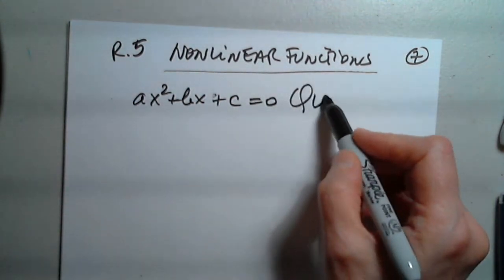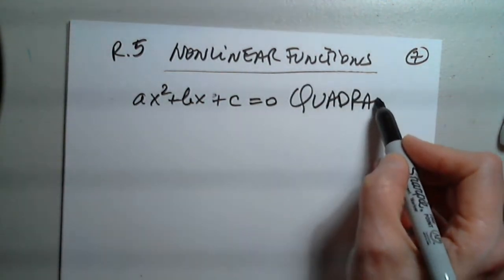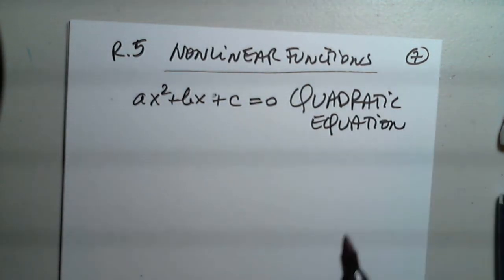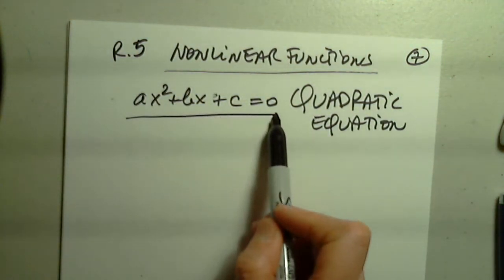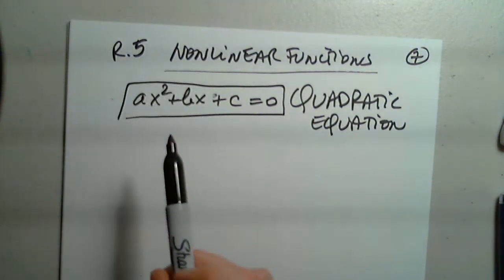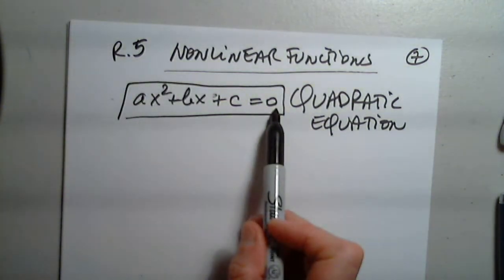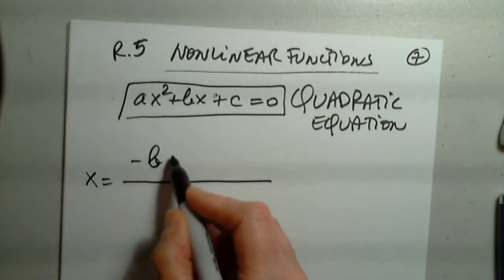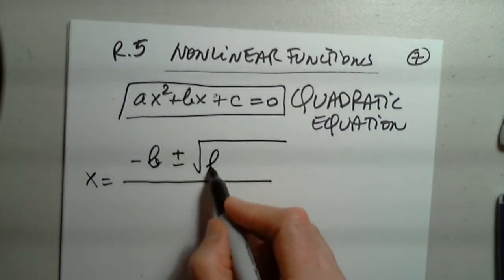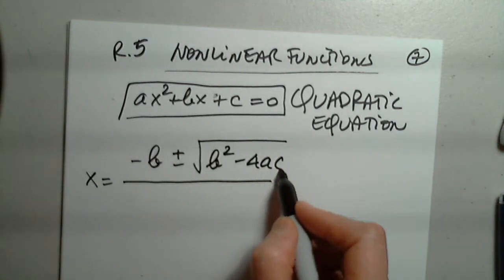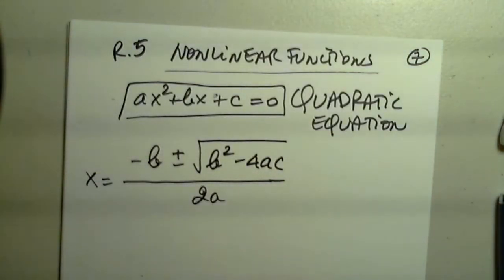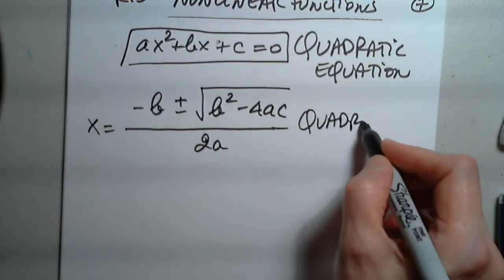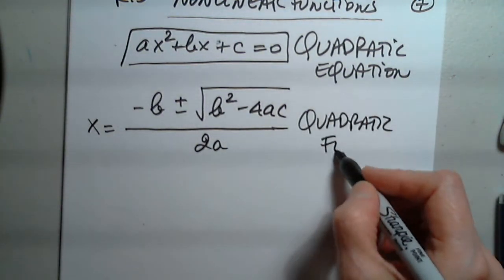So the quadratic equation has to be exactly in this order, descending order, equal symbol 0. And then the quadratic formula will be negative b plus or minus the square root of b squared minus 4ac divided by 2a. And this is the quadratic formula.